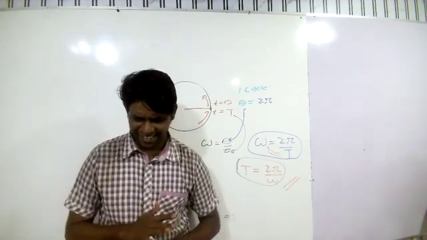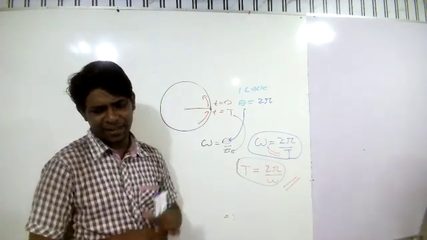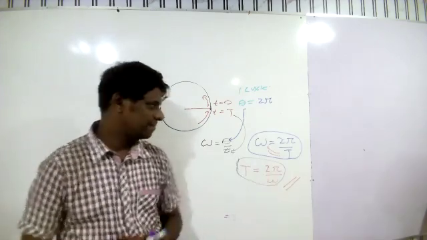Yes. f equals 1 over T, therefore omega equals 2 pi f. Yes. Very good.